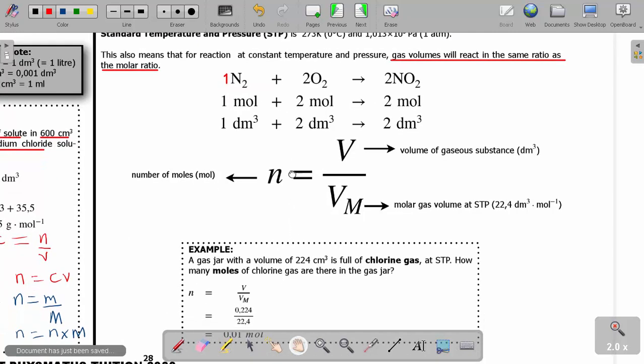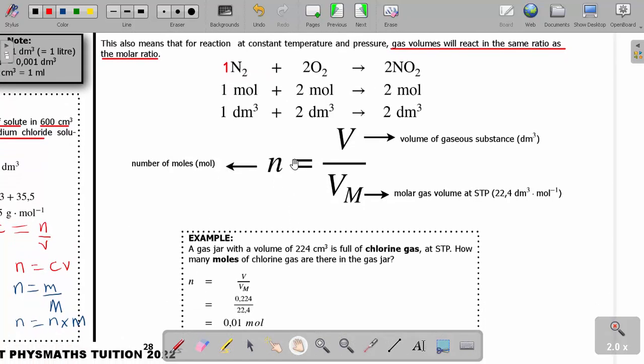Okay, now because all the gases have the same molar volume at STP, we have this formula, now modified. Number of moles equals volume divided by V molar, whereby the volume of the gas of the substance given must be in decimeters cubed. What about the V molar? It's a standard. We said its value is 22.4 decimeters cubed per mole. Hope we are together. We're going to use it in our calculations.